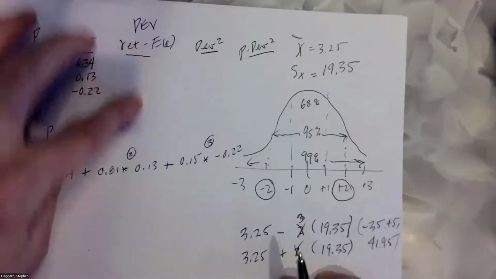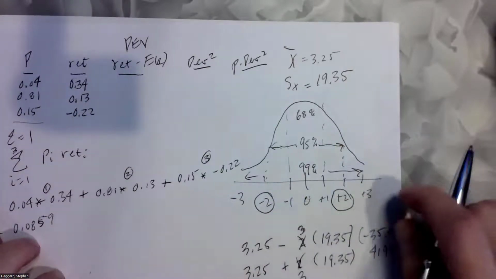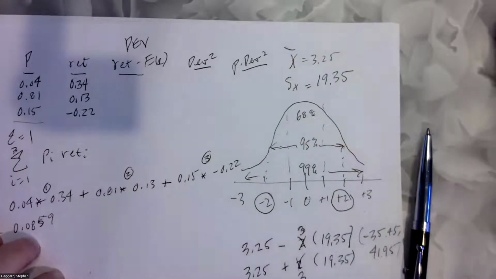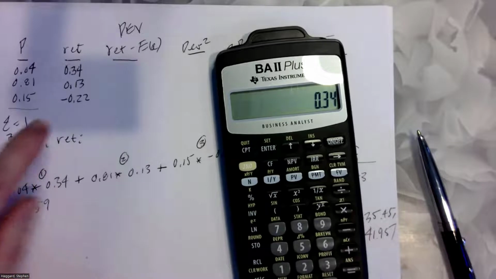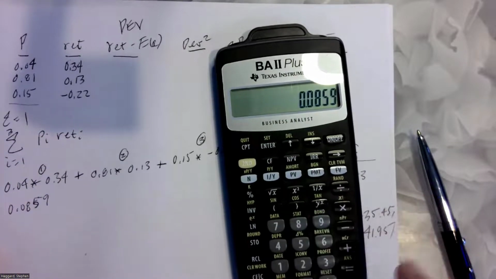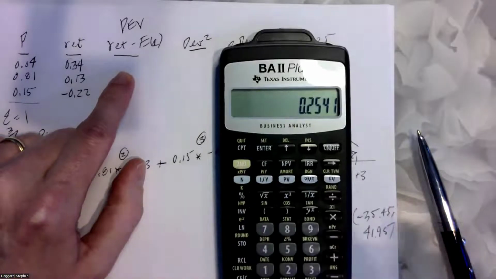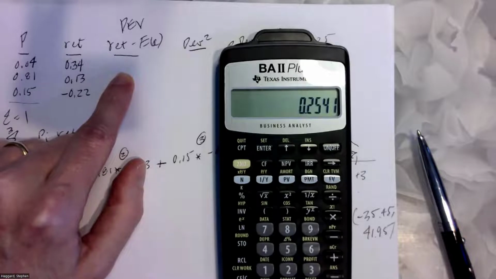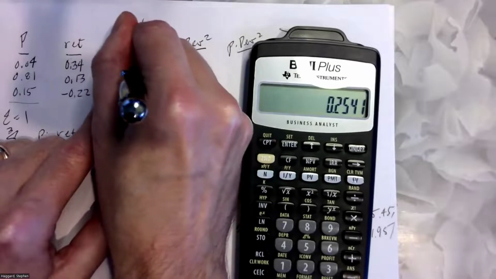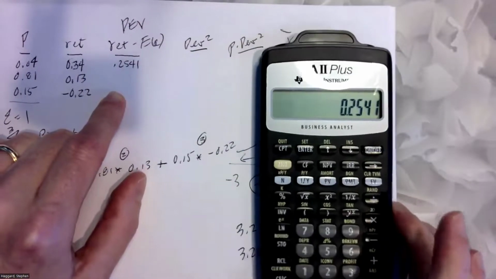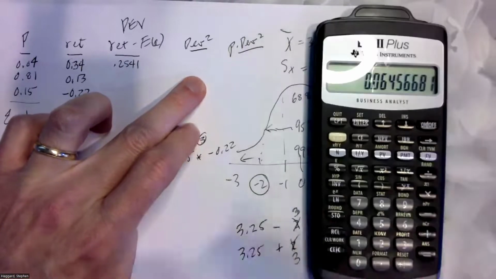Now, I could go through and do each one of these columns, and that's probably what most students would want to do. But we have an easier way. We're going to say 0.34 minus 0.0859, which is that expected return we just found. And I get 0.2541. If I make a mistake here, shout out before I get too far along. Now, what button am I going to hit next? Square. Yep, I'm going to hit square. And that's giving me 0.0645.